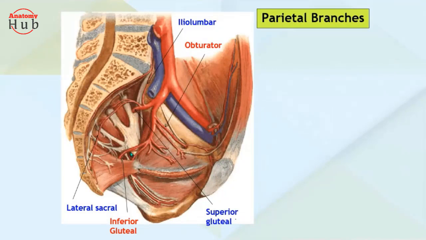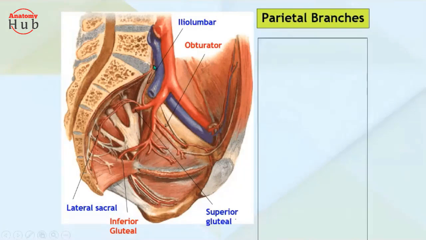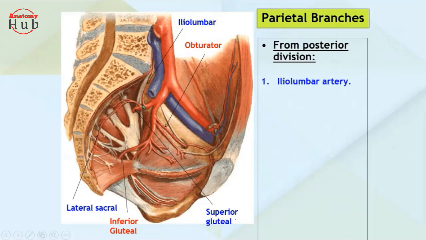So here we'll see the obturator branch. Here we'll see the iliolumbar branch, okay. Then here we'll see from the posterior division what are the things coming. So here you can see the iliolumbar artery. Iliolumbar itself says it is supplying the iliac region and the lumbar region, right?